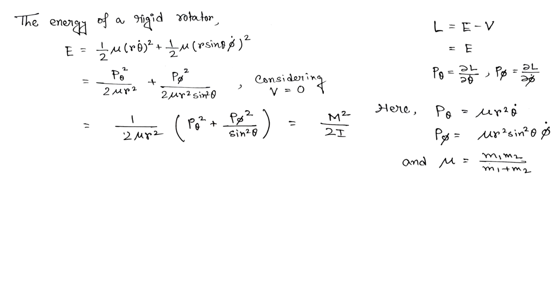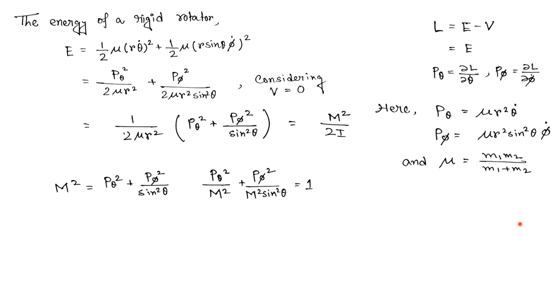So if you compare those equations, m square is nothing but p theta square plus p phi square by sine square theta. Now if you rearrange the equation a little bit, you will basically get an ellipse equation.